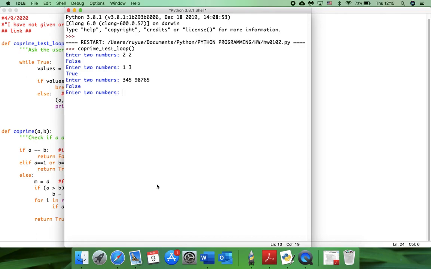So if we would like to exit the program, we just need to hit enter. Then it will end the function. So that's how these functions run.